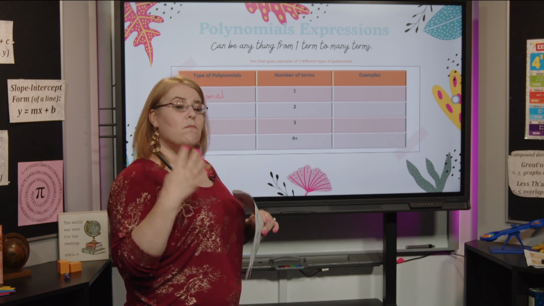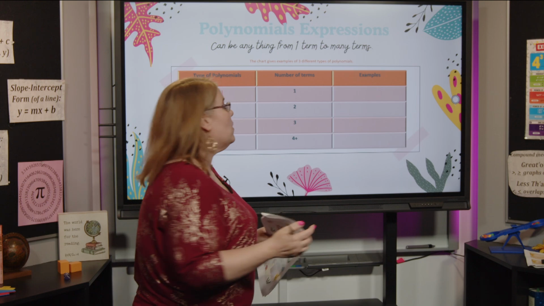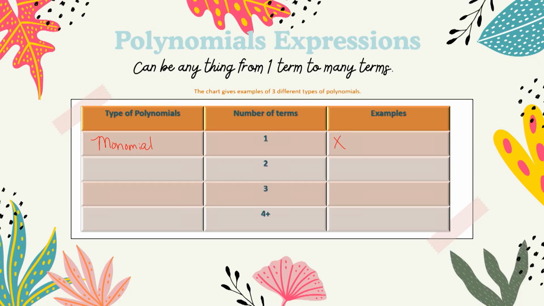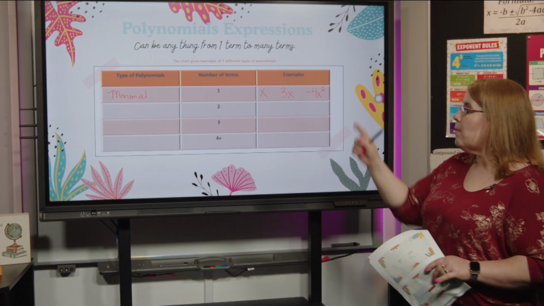Now, when I have an example of a monomial, it's just one term. So I'm going to give you multiple examples. You write the one that you think will best help you. So we could have maybe x or 3x, or we may have 4x squared. So that's three different examples of a monomial.